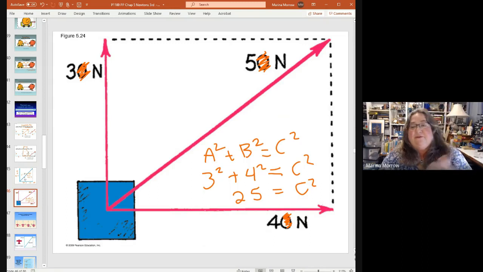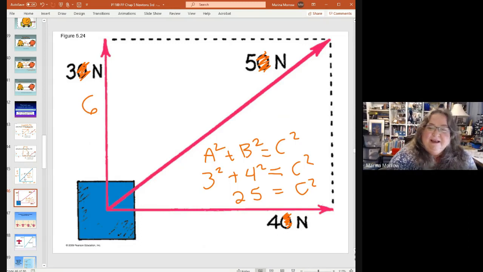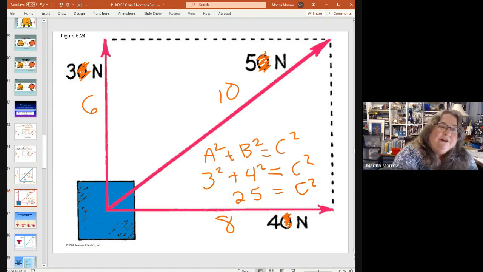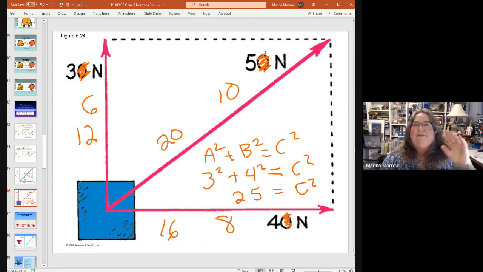So it could be 30, 40, 50, or maybe it's 6, 8, 10, or maybe it's 4 times 3, that would be 12. 4 times 4 would be 16. 4 times 5 would be 20. Right? So you can have all these possibilities. So when you're doing your homework, keep your eye out for 3, 4, 5 triangles.